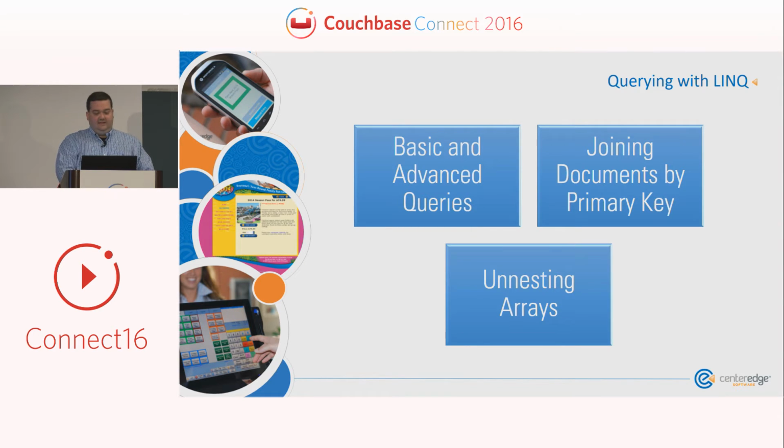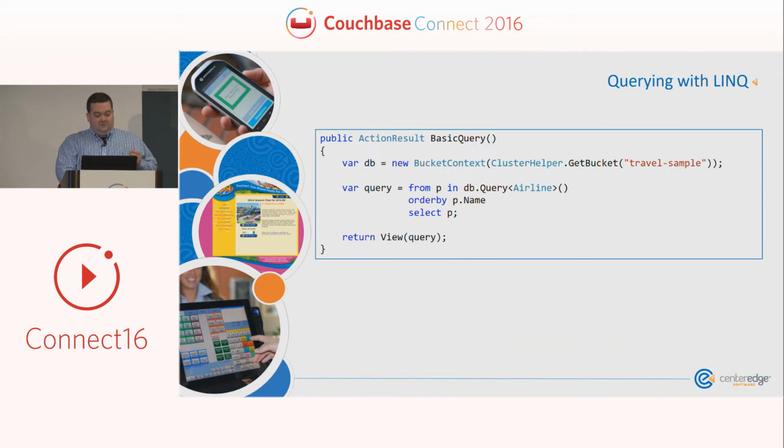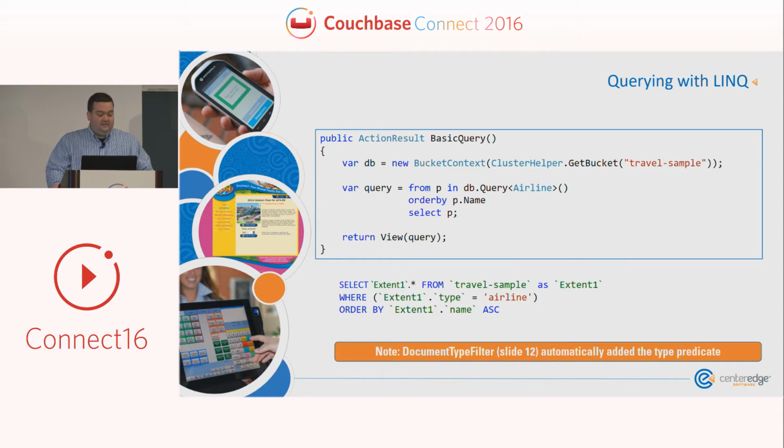So now we're just going to show you some basic LINQ queries. And this is where it gets fun, because you just write this LINQ query here, where I'm querying an airline document sorted by name, select P, so I'm getting the whole airline, and you'll see that it runs this N1QL query. So it really is just like writing queries against Entity Framework or any of the other systems that are out there for using LINQ against SQL data stores. And it's going to run this query, and it's going to give you a list of airlines back. You'll note that the extent1.type equals airline was automatically added into this query because of the document type filter attribute that I showed you earlier, which was indicating to filter it by documents of type airline.